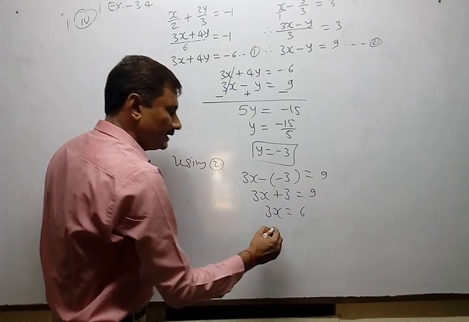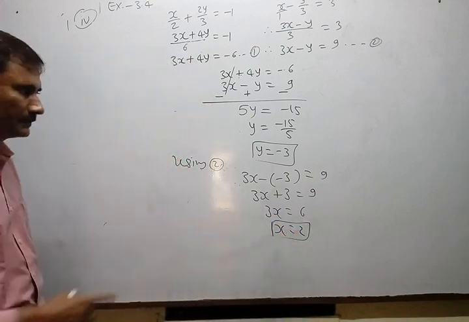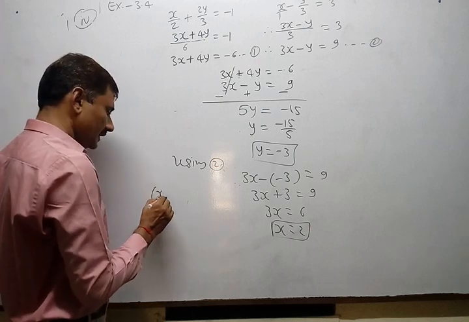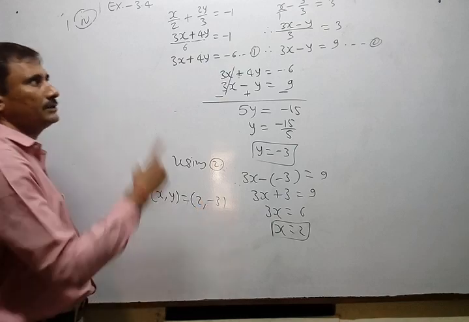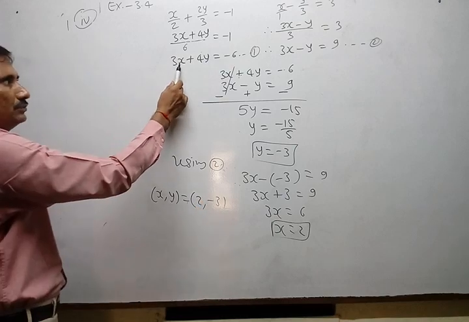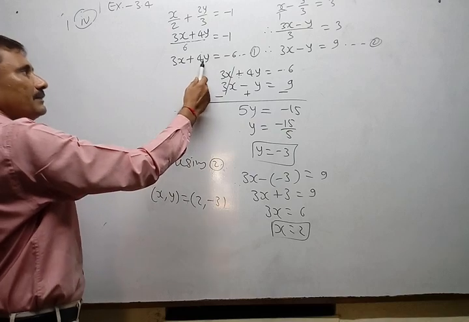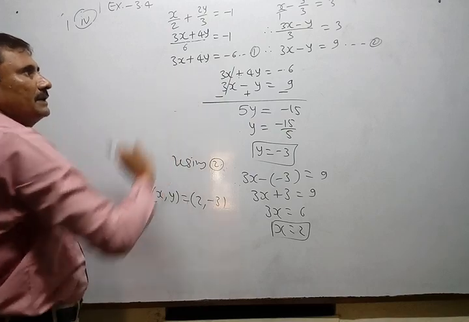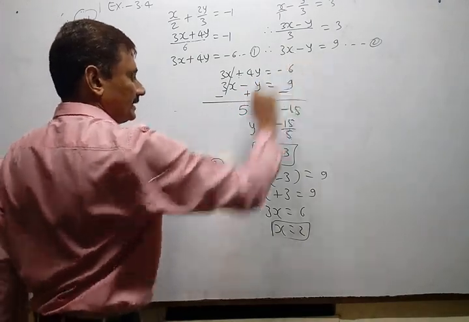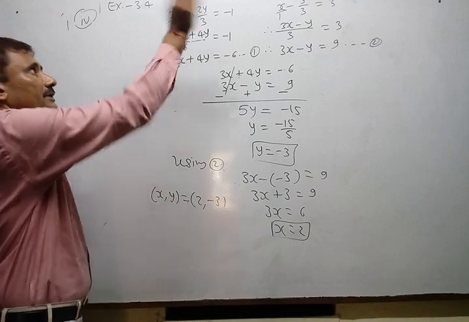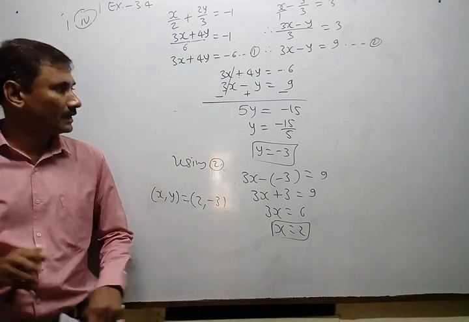9 minus 3. x equal to 6 upon 3, which is 2. Okay, so the answer becomes x comma y, 2 comma minus 3. You can verify also. If you place here 2 and here minus 3, 3 2s are 6 and minus 12. So 6 minus 12, minus 6. And here also 3 2s are 6. 6 plus 3, 9. So the equation is satisfied either here or here. Okay, not compulsory, but if you want.